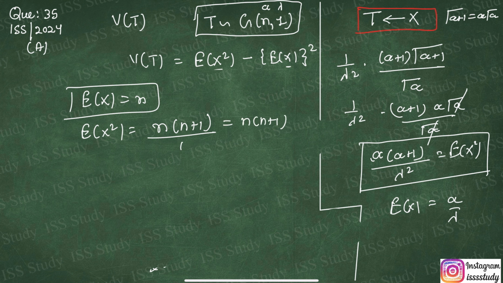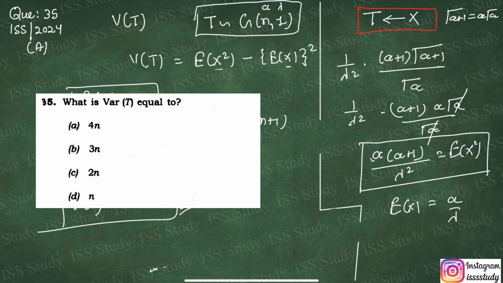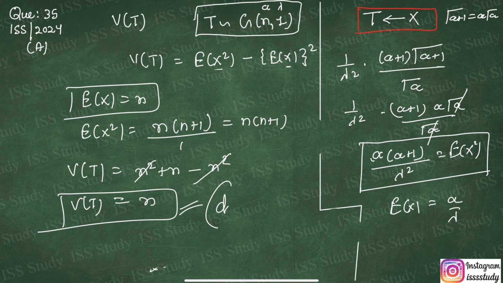Now after that, everyone, we have to find the value of the variance. So variance of t, substituting these values, I can write n times n plus 1, which will become n square plus n, then minus n square. Cancelling this out, you can see the variance of t comes to n. And you can see in which option this answer is given. It is given in option D. So D is your final answer.